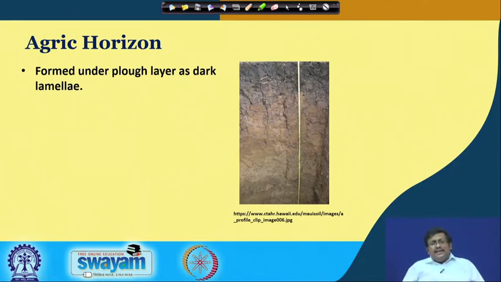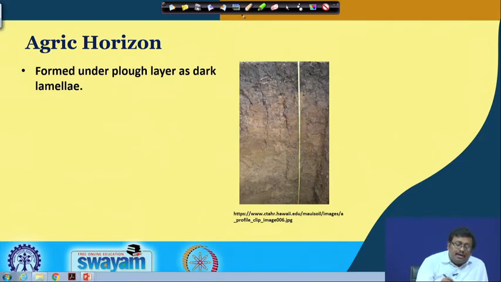So, let us first see what is egric horizon. Now, egric horizon is basically the horizon which forms under the plough layer as dark lamellae. So, obviously, this egric horizon occurs due to the plough action and it occurs below the plough layer, as you can see. So, it is an important subsurface horizon or endopedon which occurs due to human action.